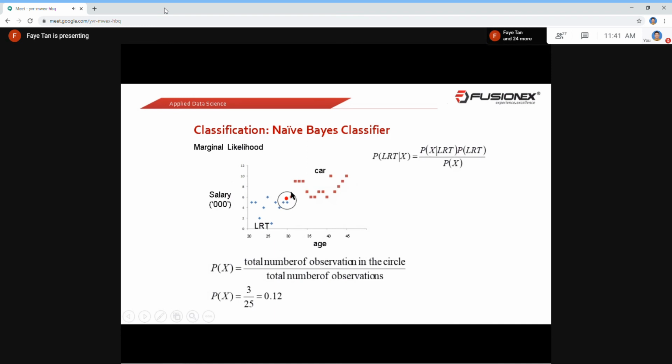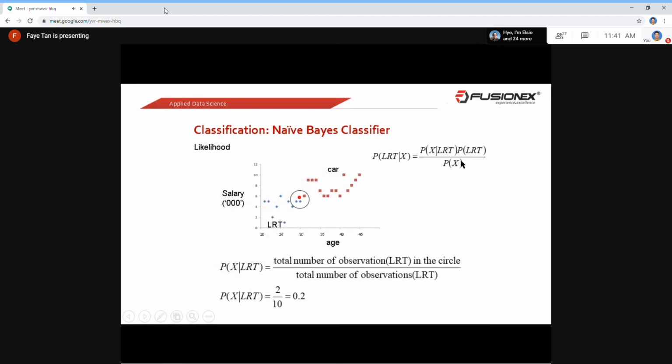So inside here we have actually three observations, three observations out of total observations. So it's 3/25. Okay, so we get the P(X). One more probability is P(X given LRT): the probability of the red dot given that it is under LRT.